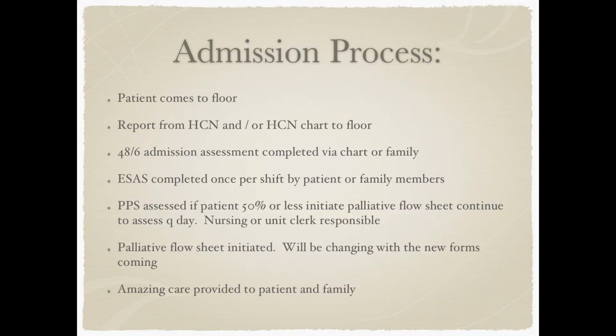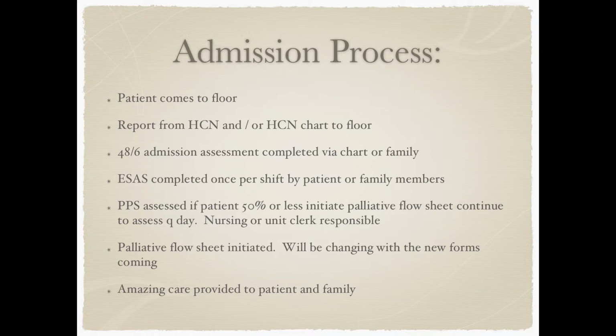So the admission process would be that a patient comes to the floor, and you get a report from home and community care if they're coming from the community, or from your patient care coordinator. We still legally have to fill out our 48-6 assessment admission data. Hopefully, if they are a home and community care client, we can glean a lot of that information off the home and community care chart. You don't have to ask the family those two hours' worth of questions. Try to glean it from the chart and only ask the questions that you don't have, because it's all about the patient's journey and trying to not have the family retell their story over and over and over again. So ESAS is completed once per shift, at the same time if possible, by the same caregiver, or by the patient, of course, if the patient's able to do it.